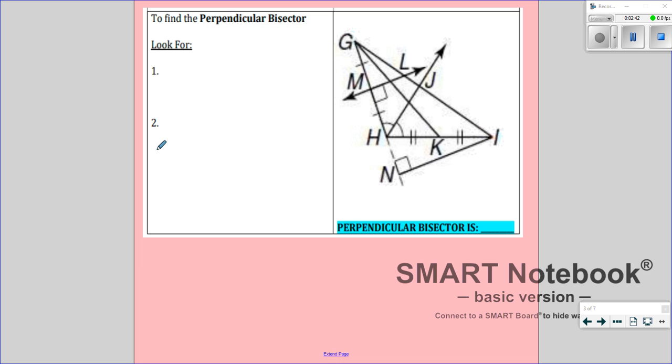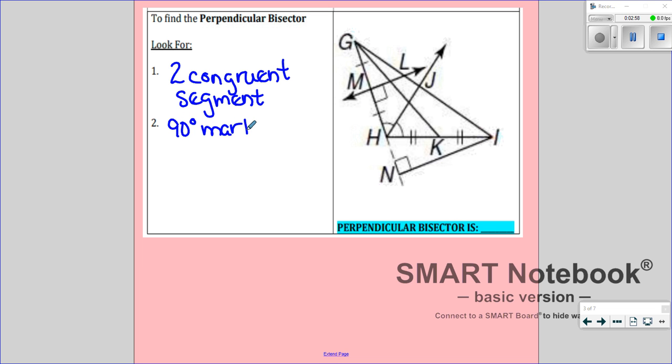So when it comes to that, we have to look for 2 congruent segments and a 90-degree marker. So those are the 2 things we need to look for when it comes to looking for a perpendicular bisector. So we see the 90-degree marker here, and there's another one here. Now, which one do we choose?